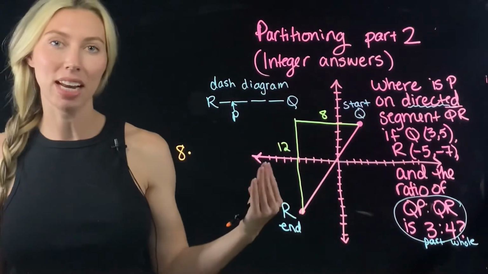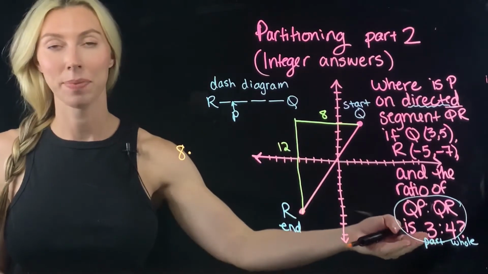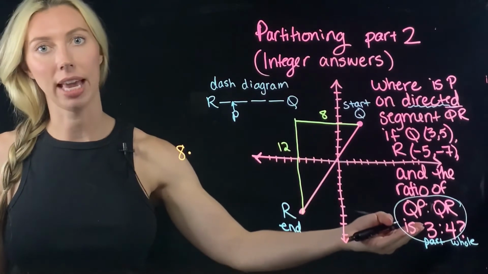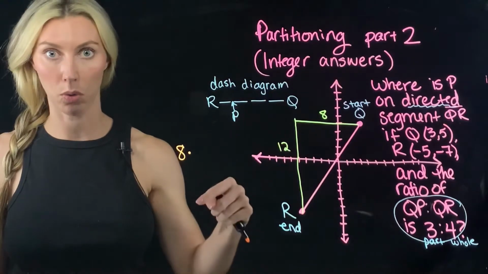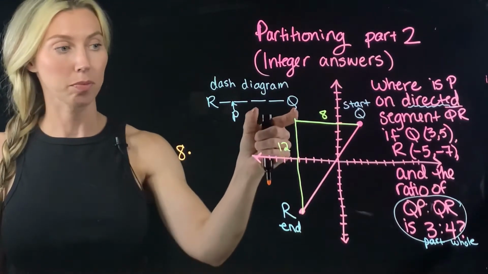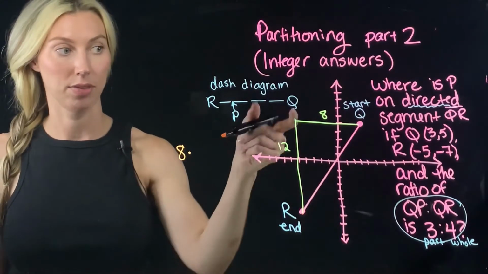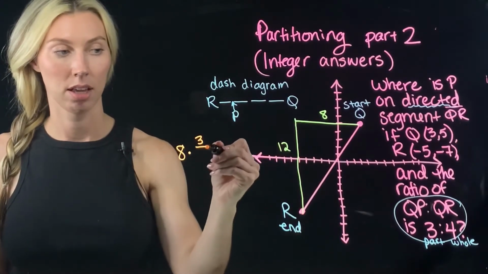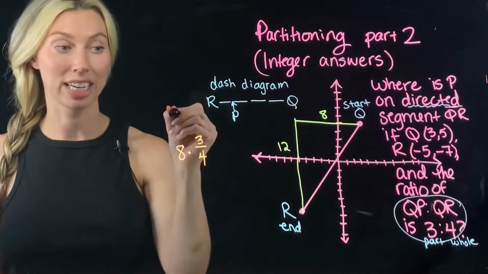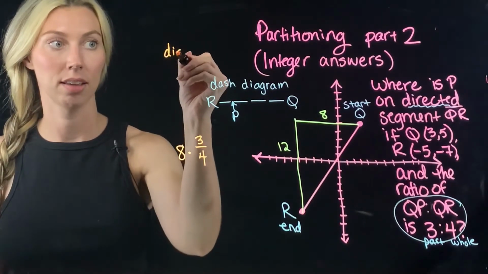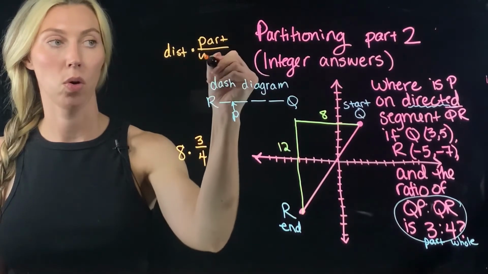In this case, we didn't have to do any extra work to get the part to whole ratio, they just gave it to us. Sometimes they won't be as friendly and you'll have to use your dash diagram to come up with the part to whole ratio. But my part to whole ratio is going to go from Q to P, and that's 3 sections, compared to the whole thing, which is 4 sections. So you're going to take your distance and multiply it by your part to whole ratio.